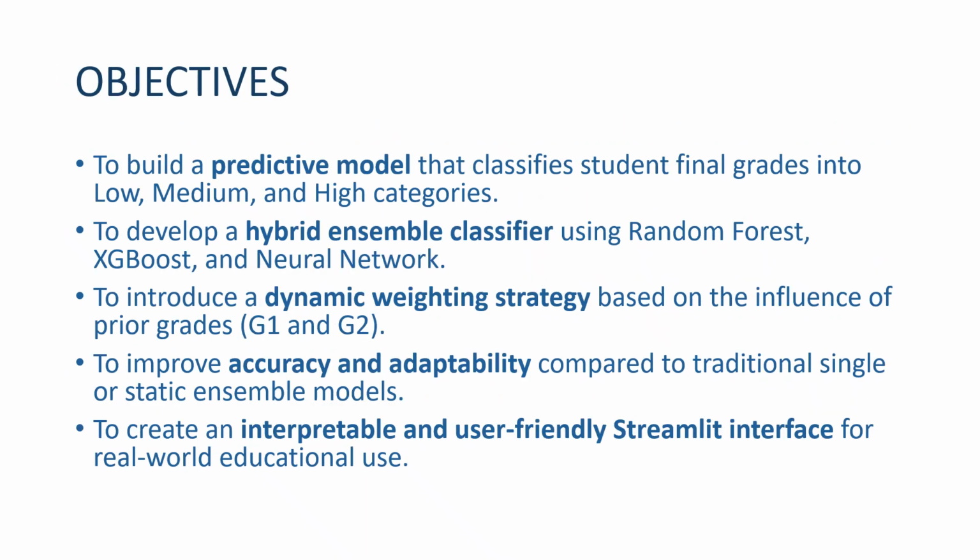So what we are trying to achieve: first, we wanted to classify students into three categories: low, medium, and high performers. Then we aim to improve accuracy by using a hybrid ensemble rather than relying on a single model. The dynamic weighting strategy based on G1 and G2 was introduced to make the model smarter and more adaptive. Finally, we want to create a user-friendly Streamlit interface that educators could actually use to support real-time decision making.